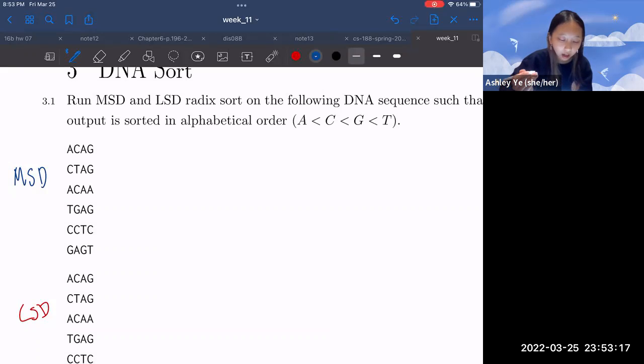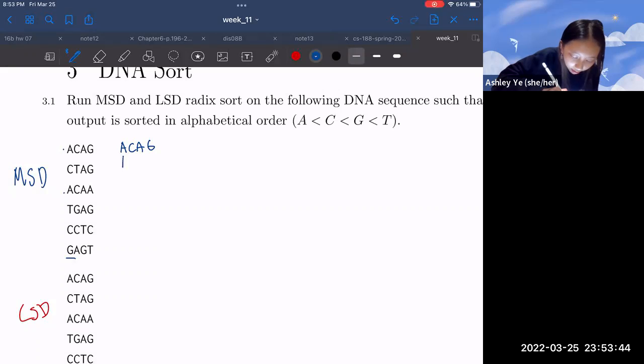So let's start with the first iteration. For the first iteration, we want to look at the most significant digit, which is the leftmost letter. So we know there's 4 possible letters in this case, A, C, G, and T. So we want to look for those in that order. So let's look for A's. So we find the first A is here, so we want to copy that out. And we find another A here, so we want to copy that out.